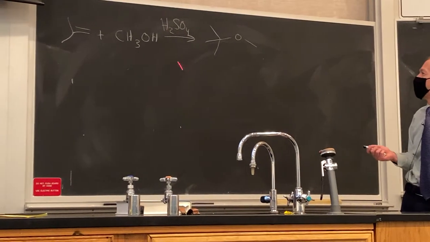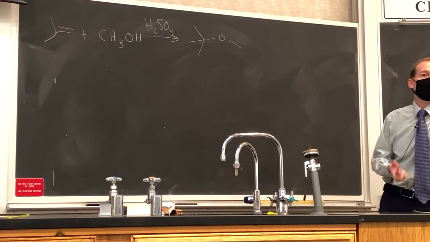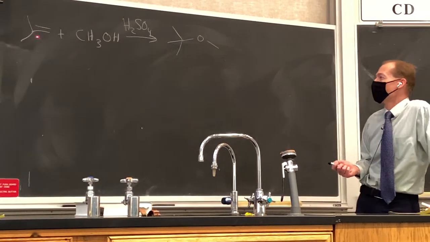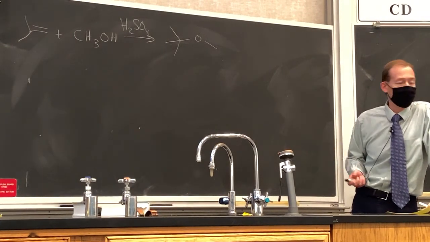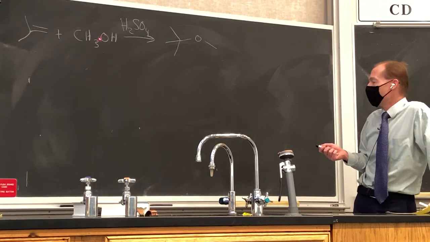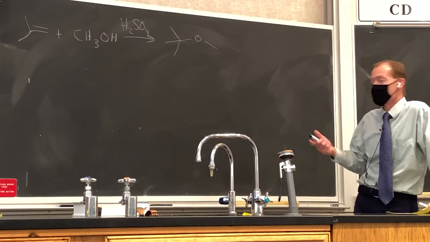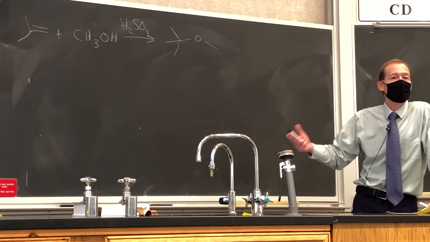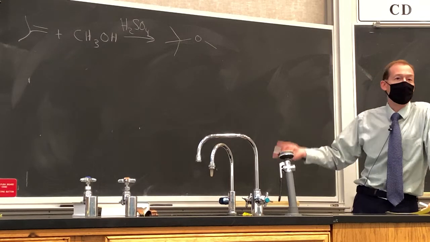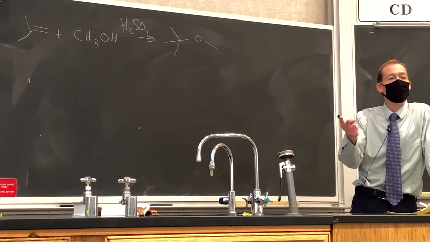But what happens here is we protonate our alkene, generating our carbocation, getting the more substituted carbocation. But then the alcohol, the methanol in this case, will act as our nucleophile. And then after we deprotonate that, what we'll be left with is an ether. Okay? So this is a second way of making ethers.